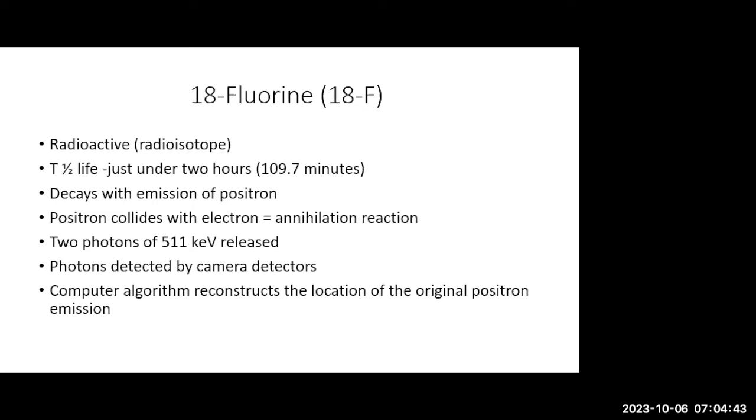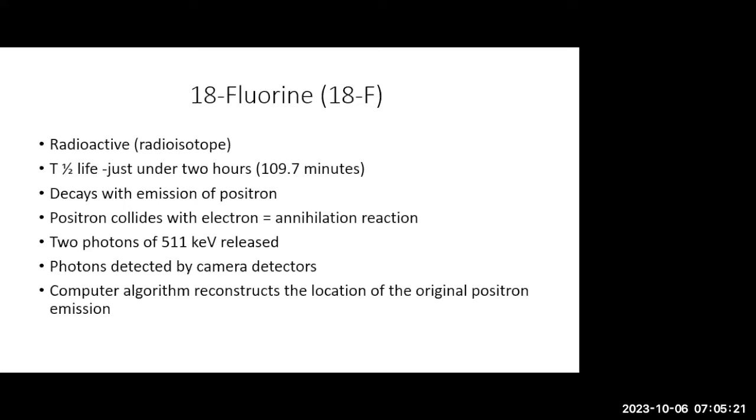I'm going to talk a little bit about the radioisotope that we use, which is F18 fluorine. The half-life is just under 2 hours. It decays with emission of a positron. That's the reason why it's called positron emission tomography. And basically, what it means is that a positron is going to collide with an electron, producing an annihilation reaction. The two photons are 511 keV in energy, kilo electron volts. These are detected by the camera detectors, and then the computer algorithm reconstructs the location of the original positron emission.